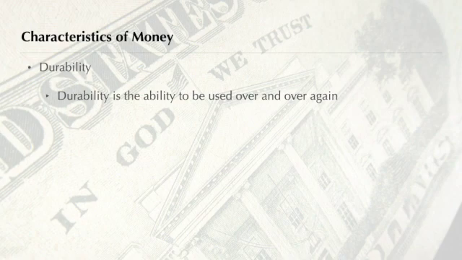Durability refers to money's ability to be used over and over again. Eggs would be a poor choice for money because they are fragile and perishable. Metals, such as gold and silver, however, are ideal because they can withstand wear and tear. In fact, many coins minted thousands of years ago are still in existence. Are US dollars durable? Yes, because they can be used many times. Additionally, a damaged dollar bill can be replaced easily.